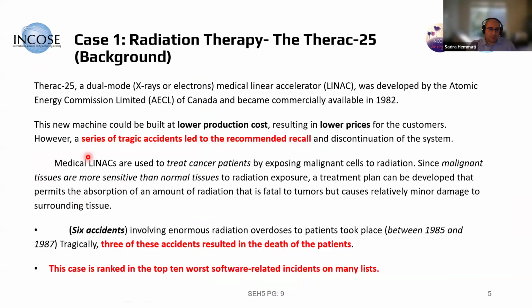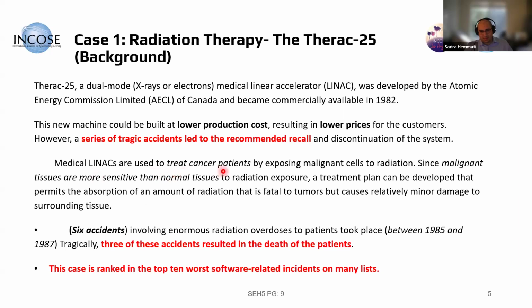The Therac-25 was dual mode, meaning it could emit X-rays, high energy, or electrons. It was a medical linear accelerator, which we call a LINAC, developed by Atomic Energy of Canada Limited, AECL, in 1982. This is an example of some tragic accidents that were caused by improper practice of systems engineering.